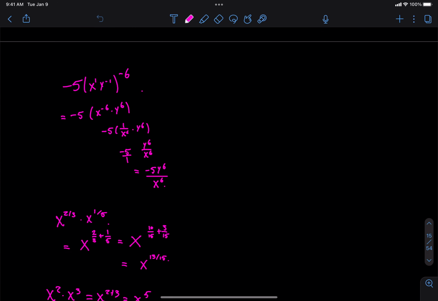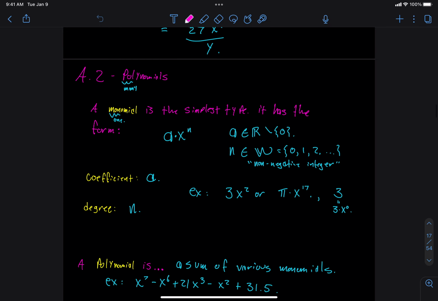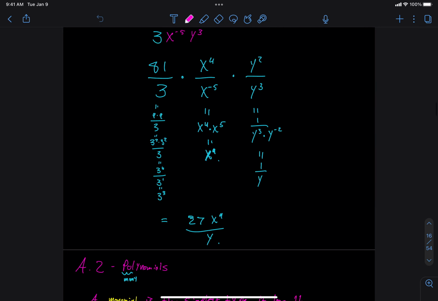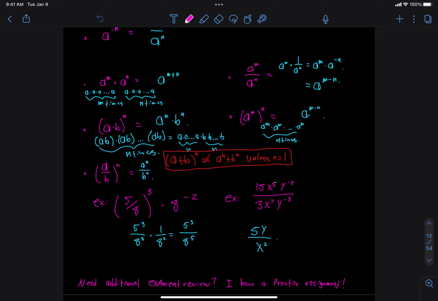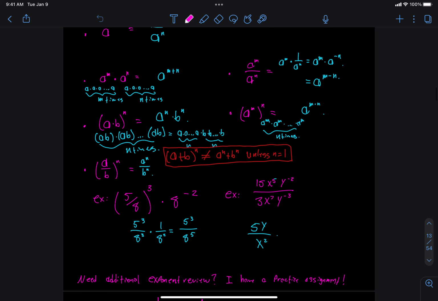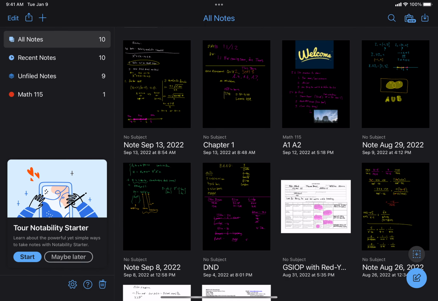Let me see if there's any exponent rules that I missed. Oops, that's polynomials. This one's hard. Okay, I missed a couple, so let me go over these first. Okay, so 2 more that I missed.